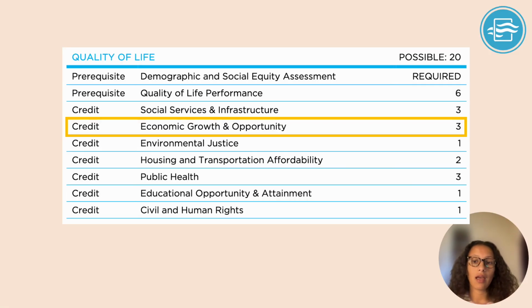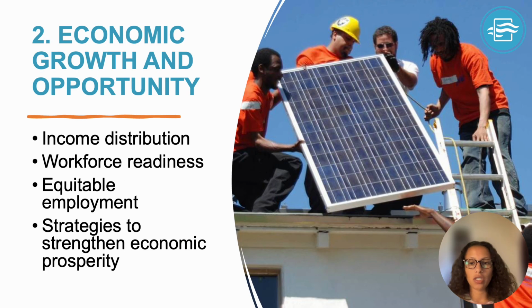The second credit, economic growth and opportunity, focuses on promoting inclusion and equity. Once again, 3 points are available and can be earned through 4 options. The first option, income distribution, requires that the median earnings of workers when broken down by gender and top 3 racial ethnic groups are within 5 percentage points of the overall median earnings value.